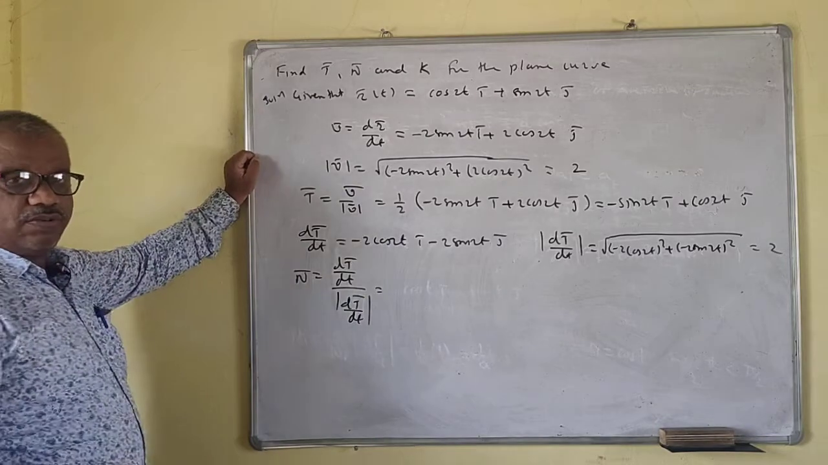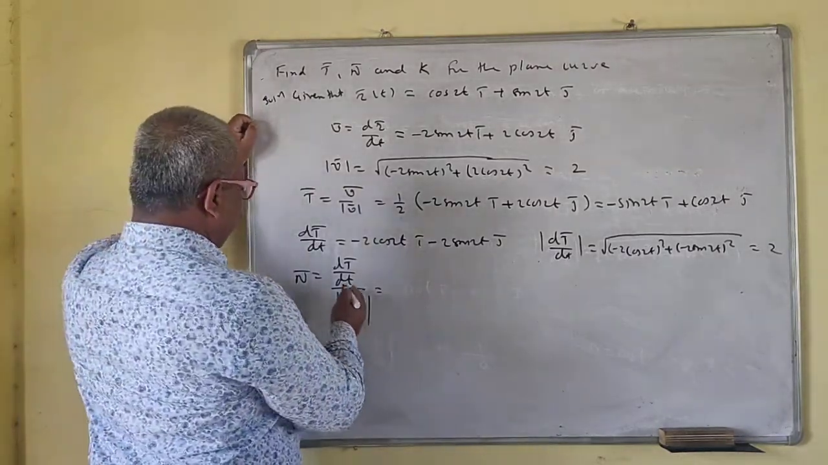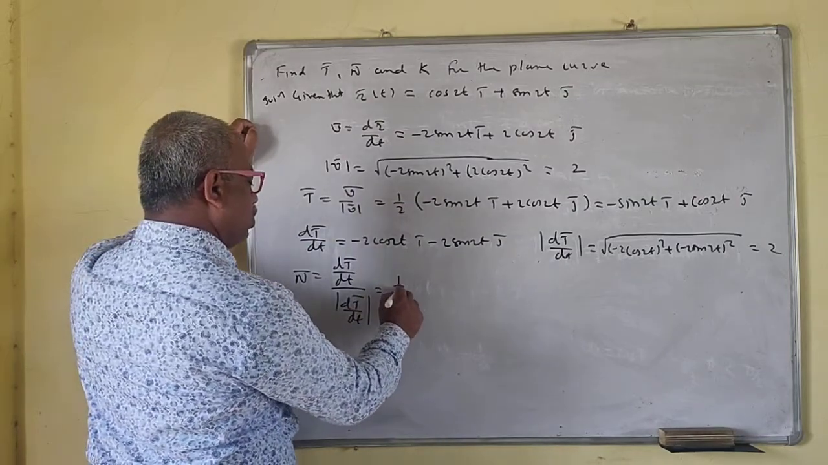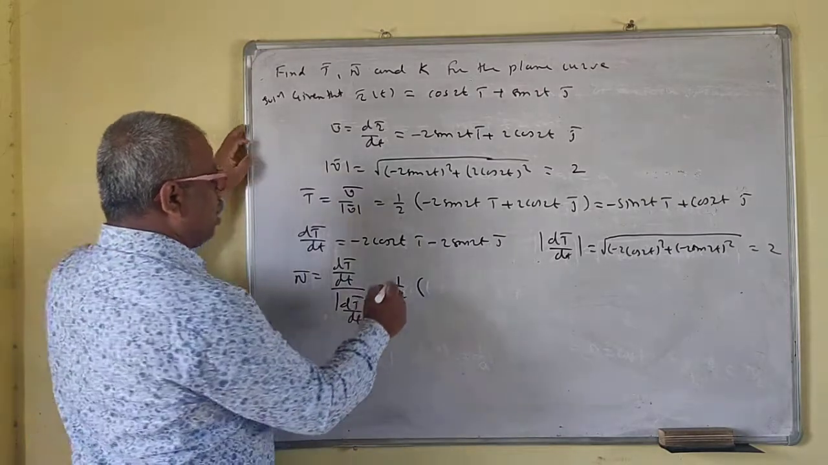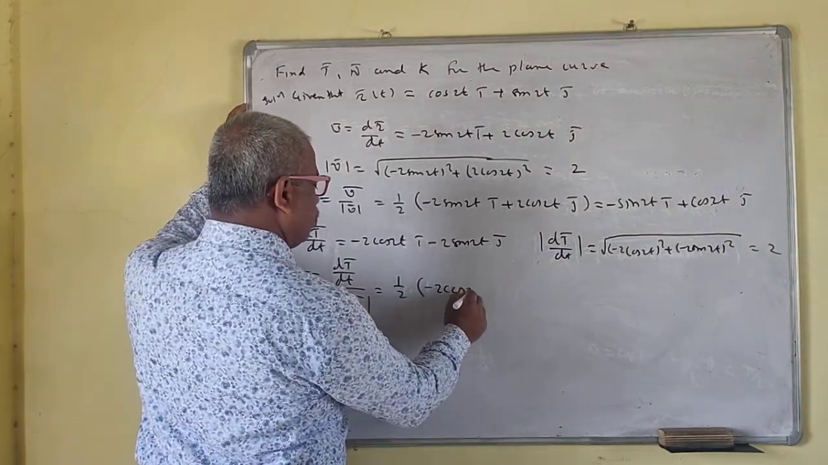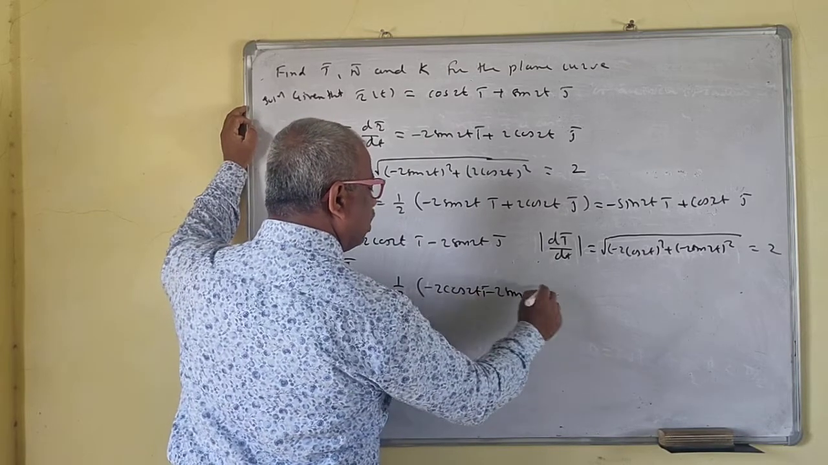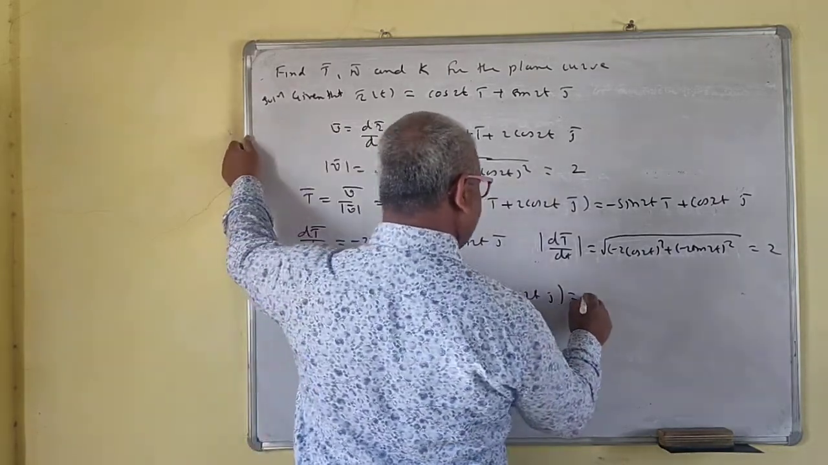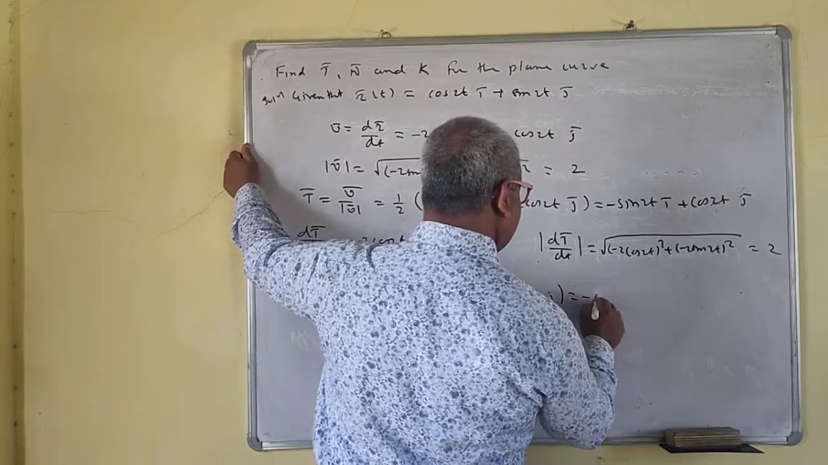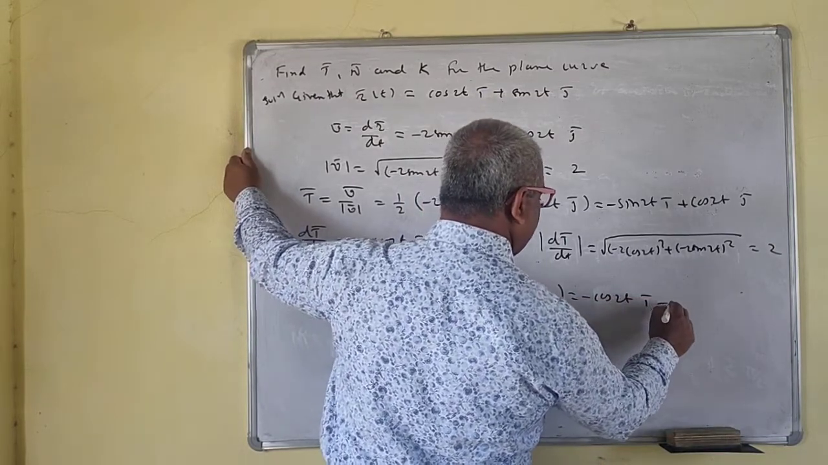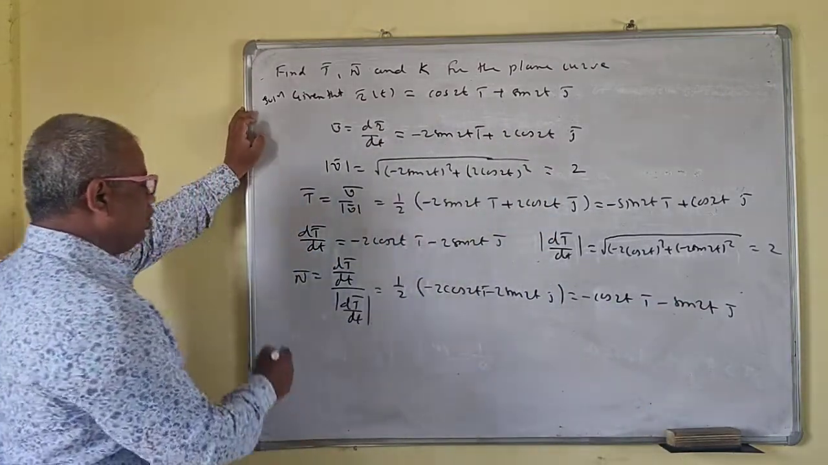So this is the working rule for N bar. Okay, so that it is very easy. So 1 upon mod is 1/2. I will write 1/2, then minus 2 cos 2t i bar minus 2 sin 2t j bar. So the minus 2 gets cancelled. Cos 2t i bar minus sin 2t j bar. Okay, so this is your N bar.